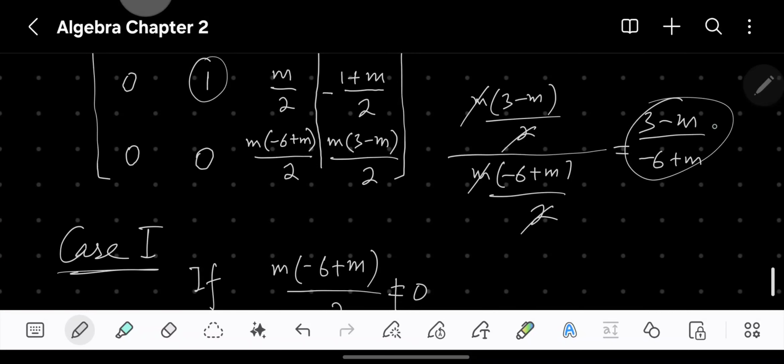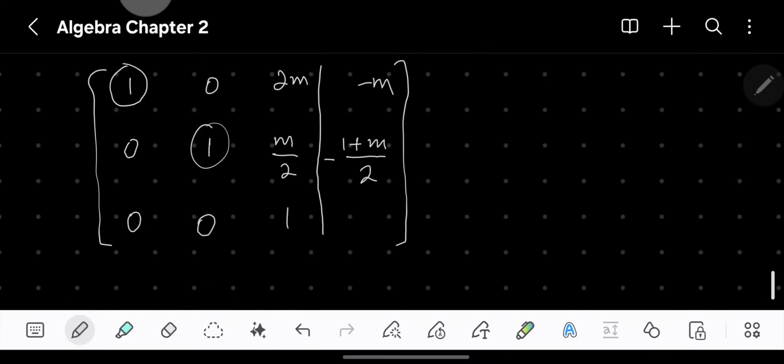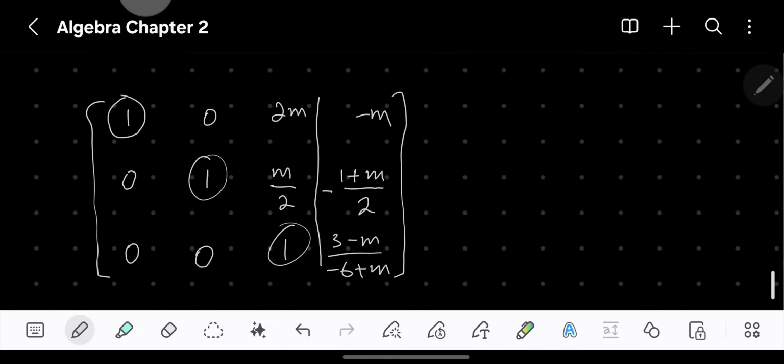So I will write this value, 3 minus m over minus 6 plus m. Now this is my pivot entry. Now I have to make this 0 and make this 0.